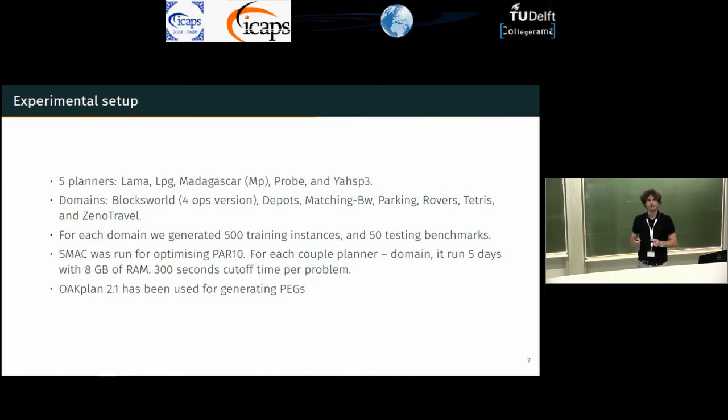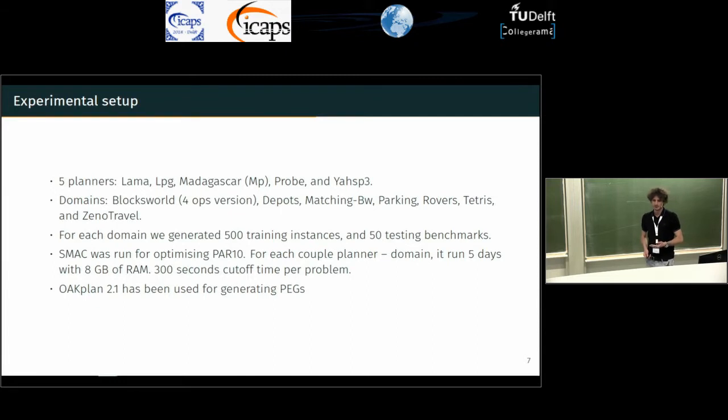minimizing the PAR10, which is the penalized average runtime. Basically, you calculate the average runtime, but if a problem is not solved, you consider a solving time of 10 times the cutoff time. So you basically have a metric which is a trade-off between coverage and runtime, which is pretty good for that sort of configuration.